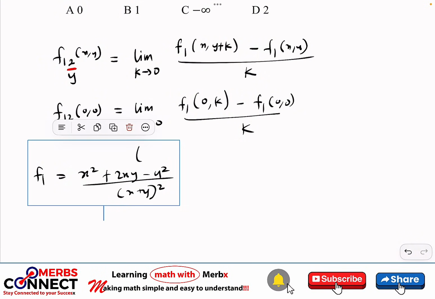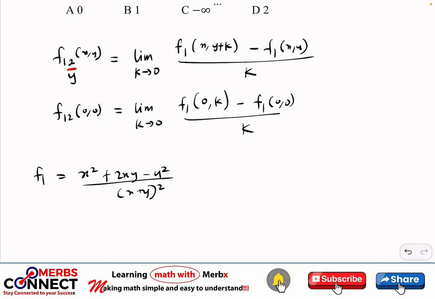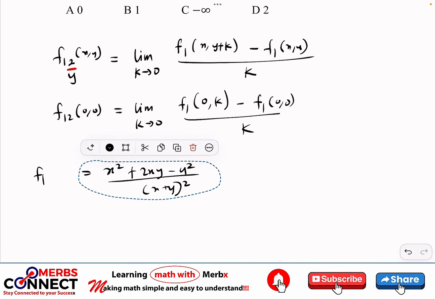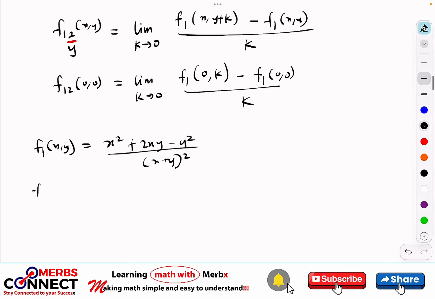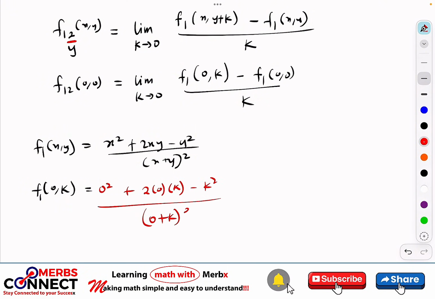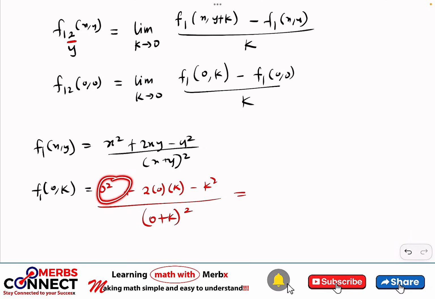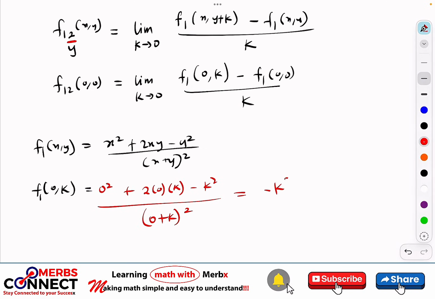So what is going to happen here is, now don't forget this guy here is xy, and we need f of 1, 0k. So we just do substitution. So this is going to be 0 squared plus 2 times 0 times k minus k squared divided by 0 plus k all squared. Simplify. This will be 0, this will be 0, left with minus k squared divided by k squared, and this is going to give us a minus 1.